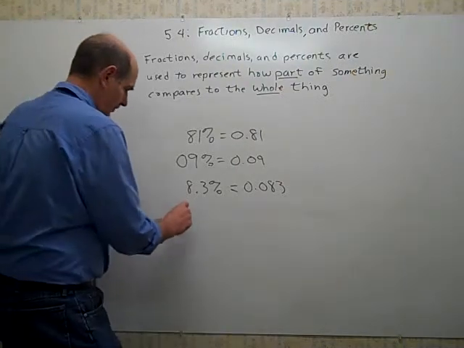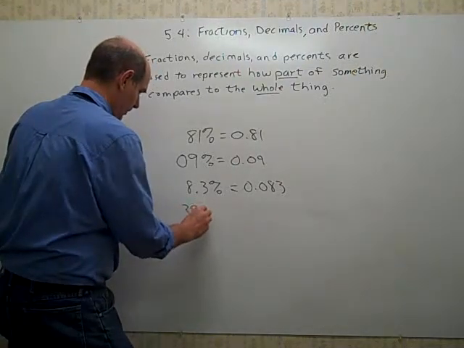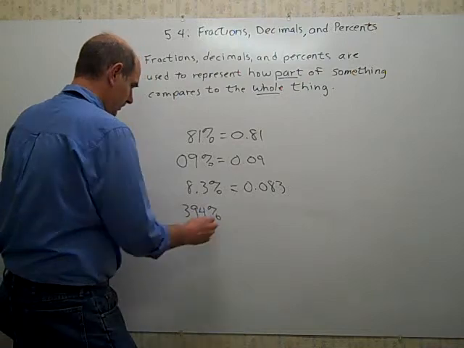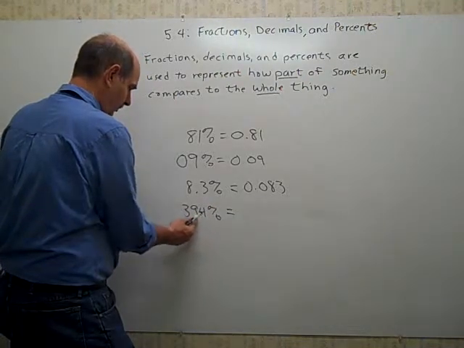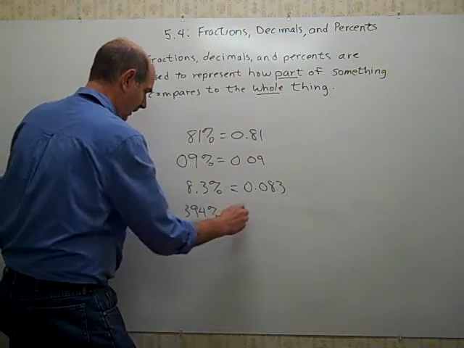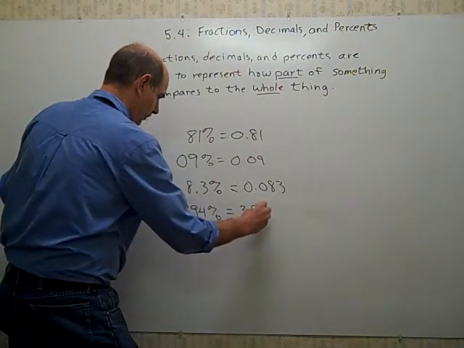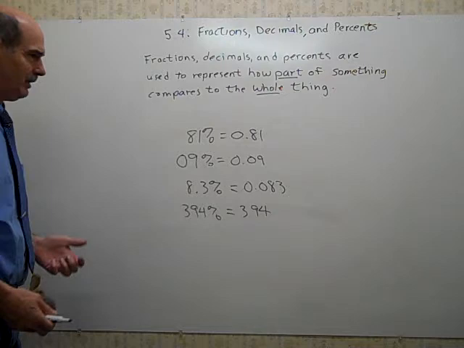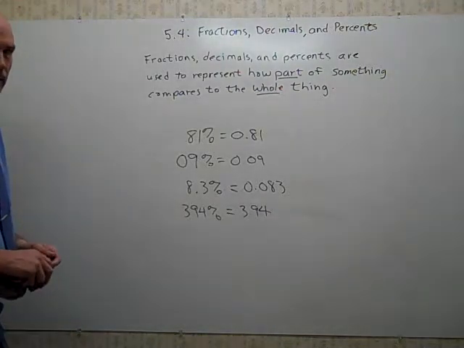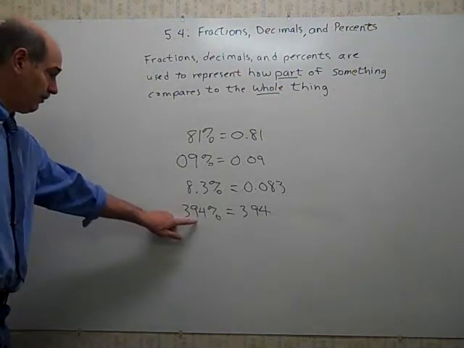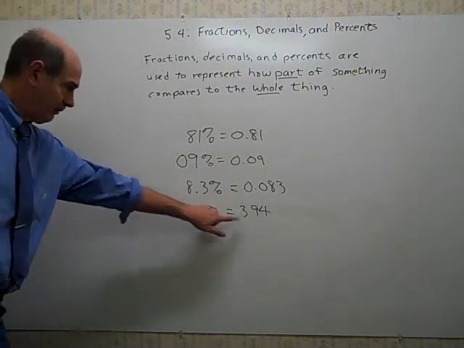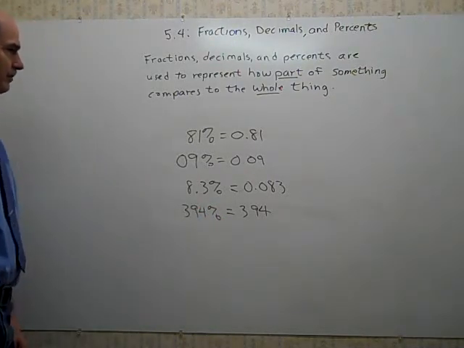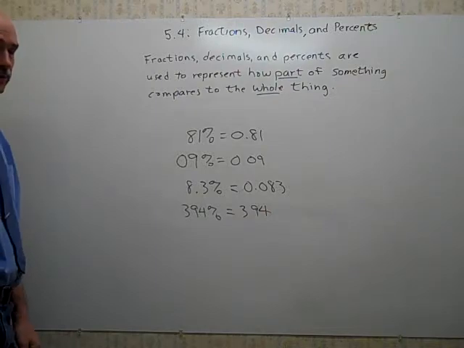How about 394%? So the decimal would be here. We move it 2 places to the left, and it goes between the 3 and the 9. 3.94. And you know, thinking again that 100% means 1. So this is close to 400%, so it should be close to 4. And 3.94 is close to 4. So that's our lesson on fractions, decimals, and percents.